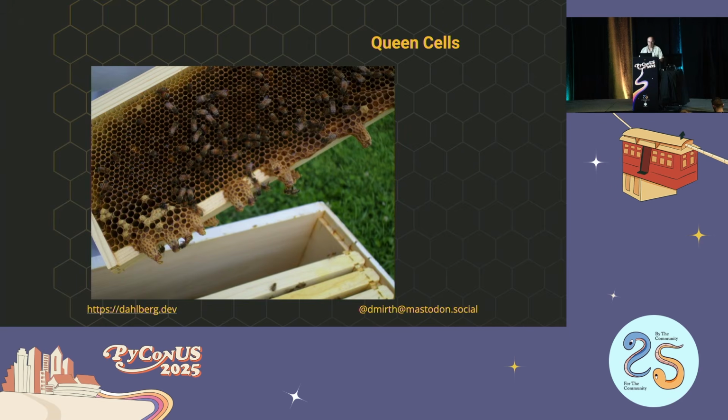This is a frame of brood comb. In preparation for swarming, the worker bees will convert some of the eggs to queen cells, shown here at the bottom of the frame. About 7 to 10 days later, the hive will swarm.